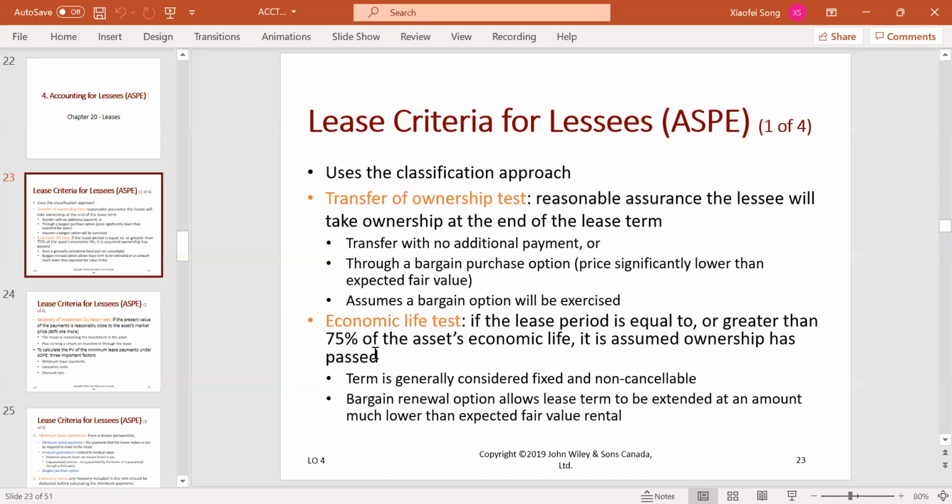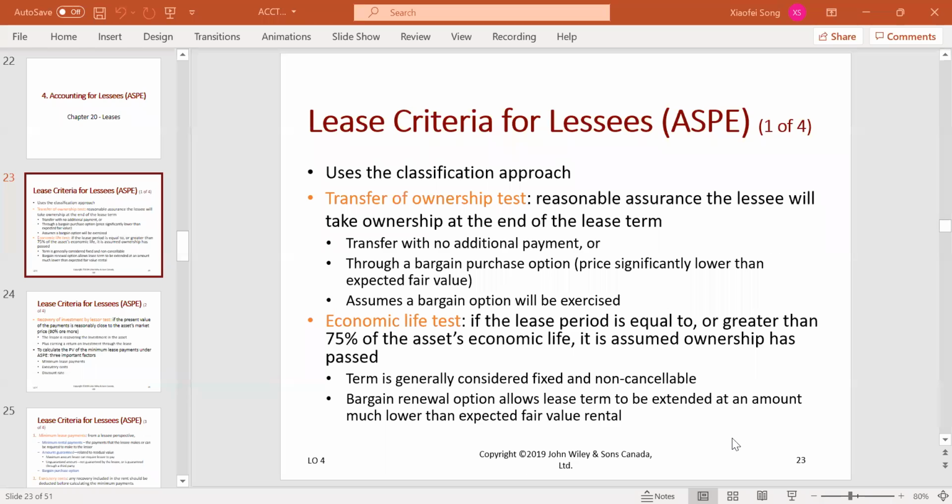The second one is economic life test. Did the place send you any pictures yet? Oh, sorry, pardon? What's the question? You're not seeing the slides? I think it's sharing. Let me just refresh it to see if that makes any difference, okay? It could be something different altogether. Okay, awesome. So that's it.